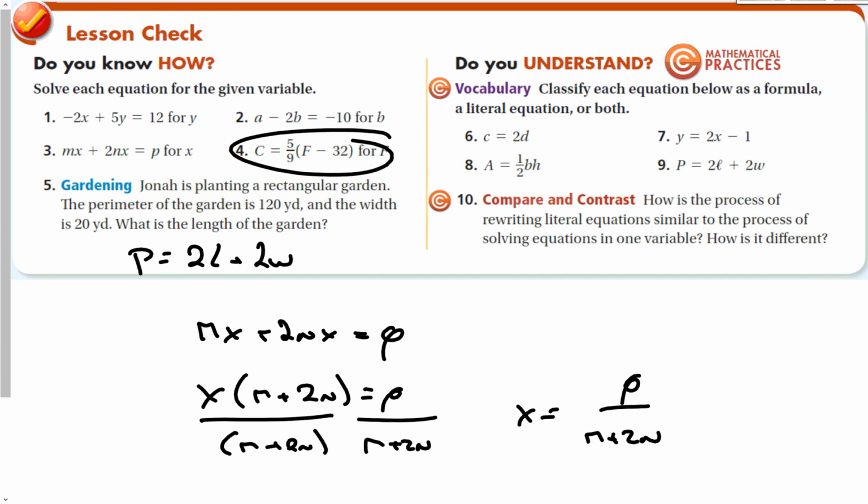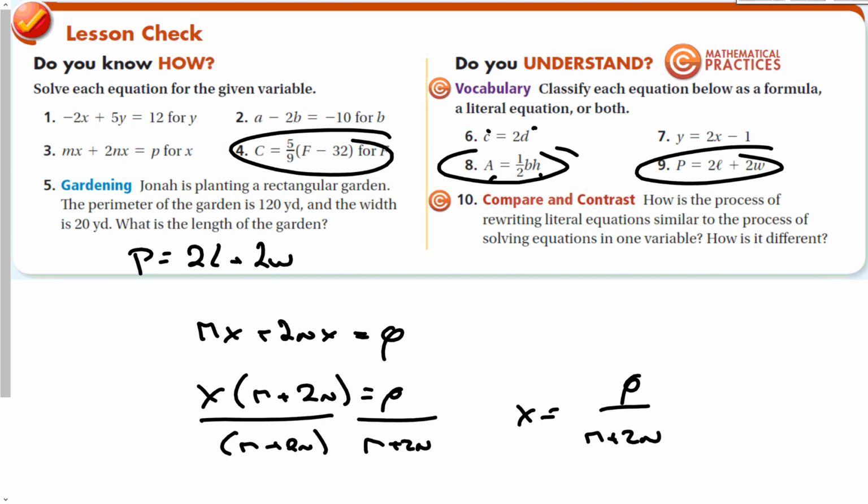A formula, literal equation, or both? Well, this is a literal equation, has two variables. These two are formulas because I recognize them from my list of all the formulas, and it states a relationship between two different quantities. Well, that states a relationship between C and D, but I don't really know what C and D mean. Here, I know what these two things mean.